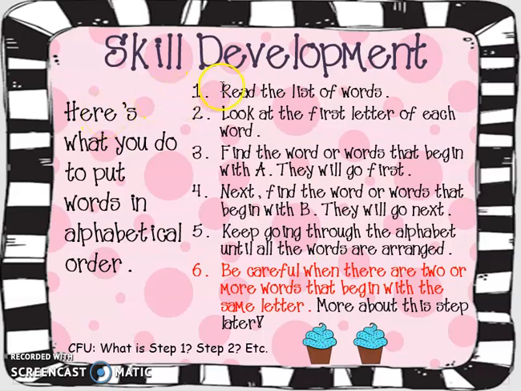So the first thing you're going to do is read the list of words and look at the first letter of each word. You're going to find the word that begins with whatever comes first with an A. If you don't have an A, you can go down the alphabet, A, B, C, D, and see which one comes first. Okay? And you'll keep going through the whole alphabet until all of your words are arranged in order. So we won't come to number 6 yet. We'll stop. We'll do this first.